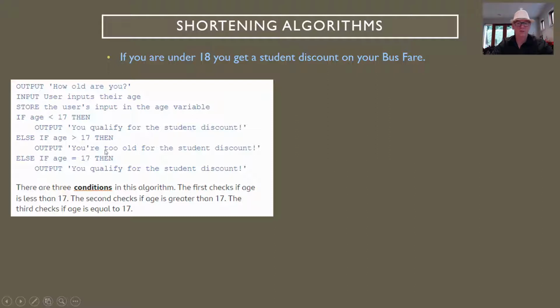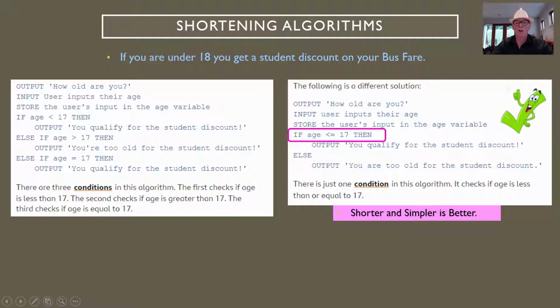So this was similar to the driver test, same algorithm, just a different situation, getting on a bus for a bus fare. So we could also do a more compact solution. Rather than have these three checks, we just can put if age, less than or equal to 17, then they qualify for the student discount.